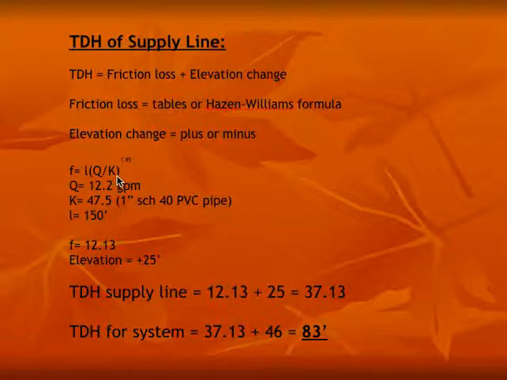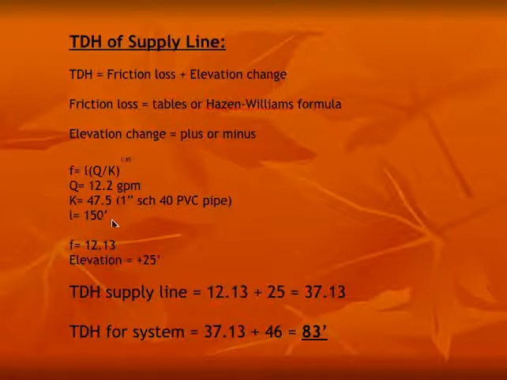Here's our Hazen-Williams formula from the pressure distribution guidelines. Our flow is 12.2 gallons a minute. The constant we're going to use for 1-inch PVC pipe is 47.5, and that's one of the assumptions up front: try to use standard pipe sizes. I'm using 1 inch here. If for some reason this head becomes too great, another option is to use 1.25 or 1.5 inch supply line to reduce the friction loss, or total overall TDH for the supply line.